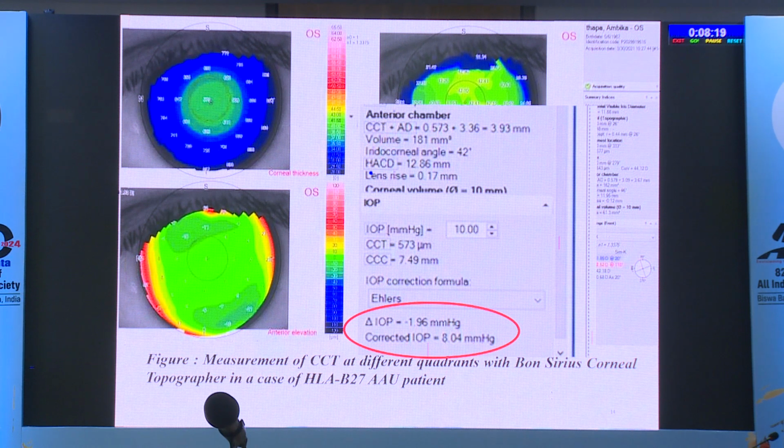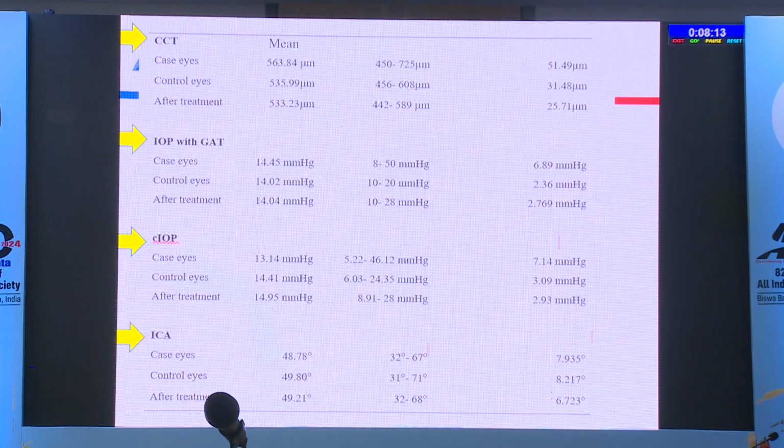So it was a false high pressure, and in fact this patient was having a lower pressure. When we evaluated these parameters, these biomarkers, we found that the central corneal thickness in the eye at the time of presentation is definitely raised compared to the control eye, and that normalizes after the treatment. This is similar with the intraocular pressure, but there is only a modest change in the normal intraocular pressure.